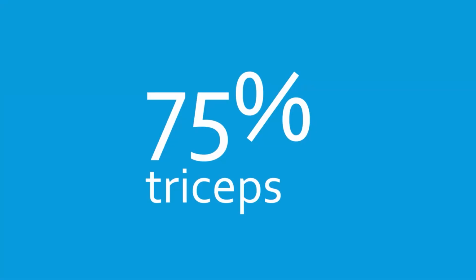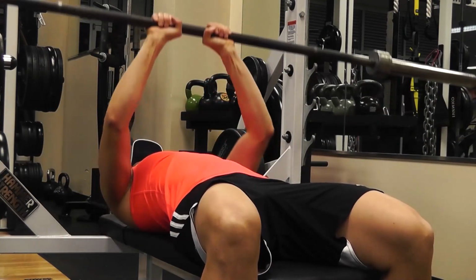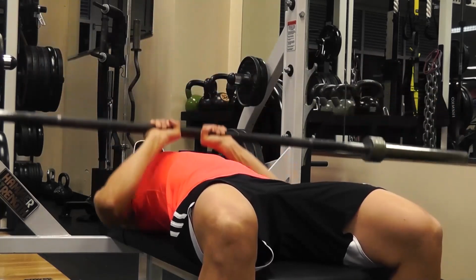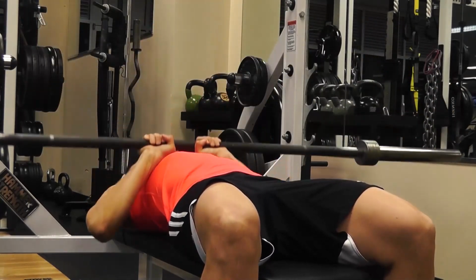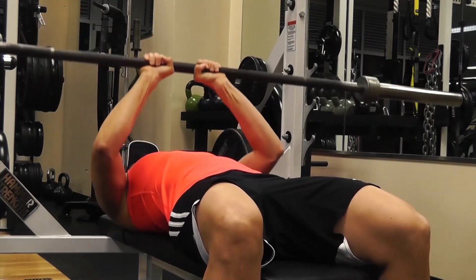75% of your arms is made up from the tricep, so it's something you should really focus on. A lot of people hit their biceps hard, when in fact it's only 25% of the overall arm. Whether you train for looks or function, the triceps are more important than the biceps. So let's move to the biceps.